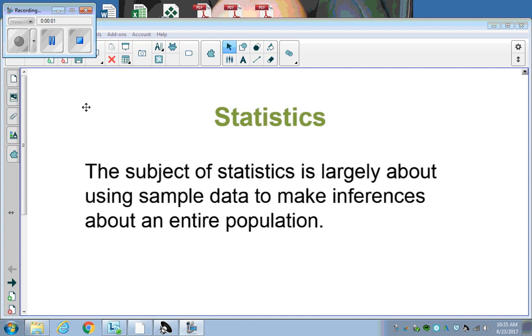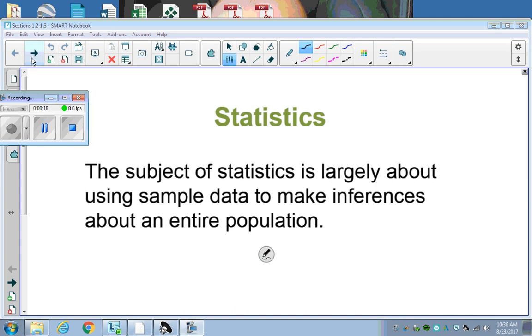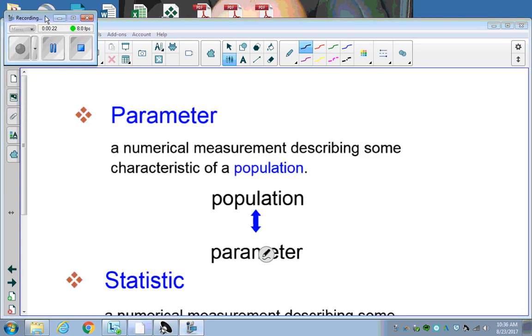So let's begin with the vocabulary. Of course, statistics itself, and we kind of talked about this the other day, it is about taking sample data to make inferences about an entire population. We use statistics to find out what's going on, to look at trends, to measure population.